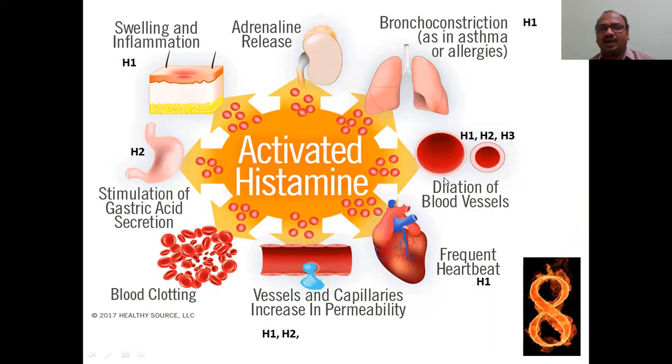See, all these four are in red color. It's related to the cardiovascular system. See, dilation of blood vessels: how the blood vessel is dilated. H1, H2, H3 are responsible for this, three receptors. And frequent heartbeat; the heartbeat will come frequently. The H1 receptor is very important.